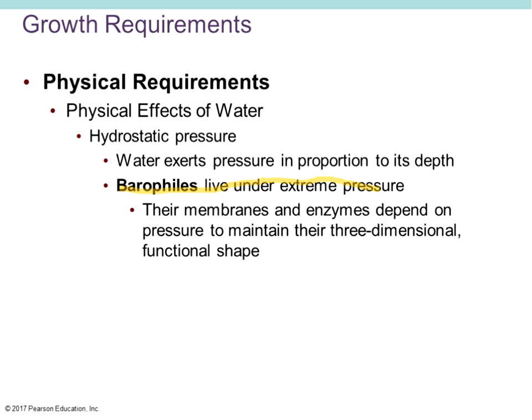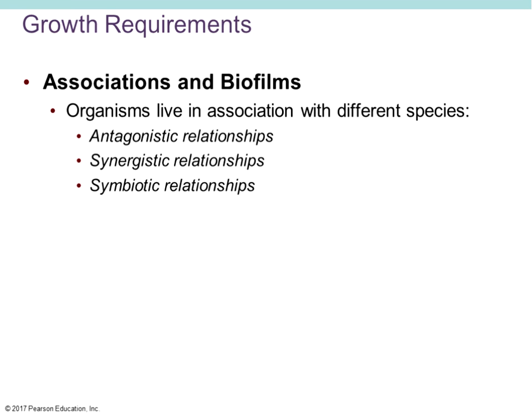Those that are considered barophiles, which means they can live in very extreme pressures, those microorganisms that can live in very, very deep canyons and ravines of the ocean, those would be considered barophiles. Their membranes and enzymes actually require this nice, steady, much higher than atmospheric pressure in order to keep the proteins' three-dimensional shape. So if you don't have that amount of pressure, then those organisms will die.